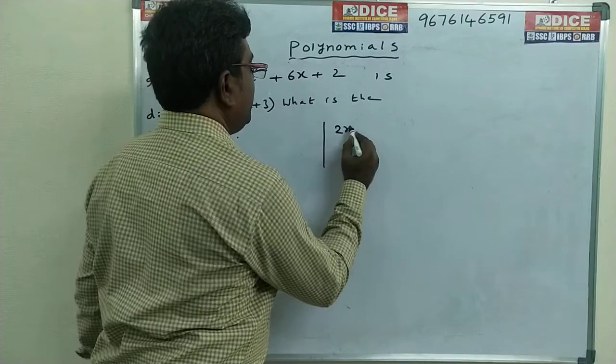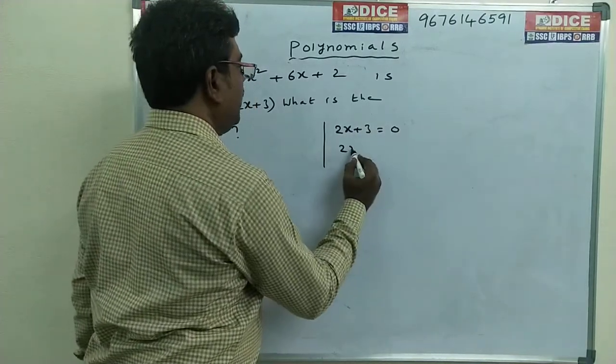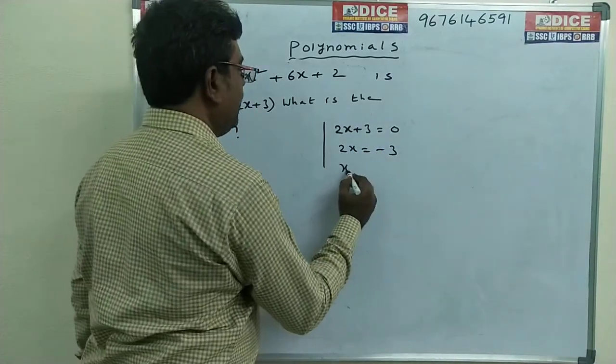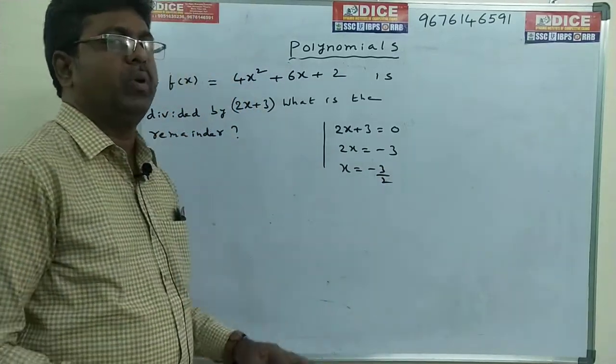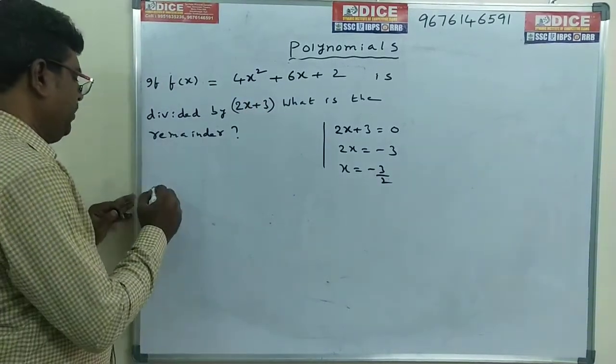Assume 2x plus 3 is equal to 0. Send 3 to that side. 2x is equal to minus 3. Send 2 downwards, x is equal to minus 3 by 2. So the value of x is how much? Minus 3 by 2. Substitute this minus 3 by 2 in the function, f of minus 3 by 2.